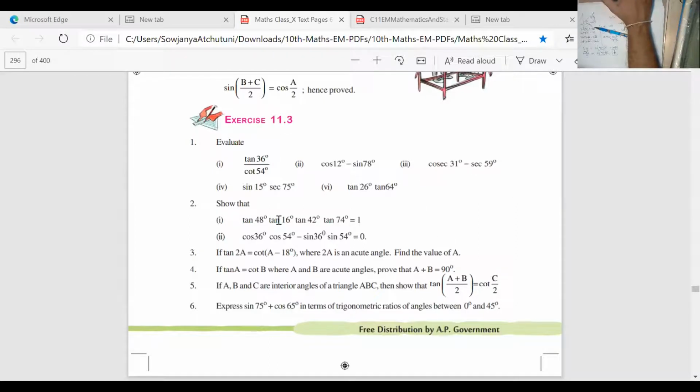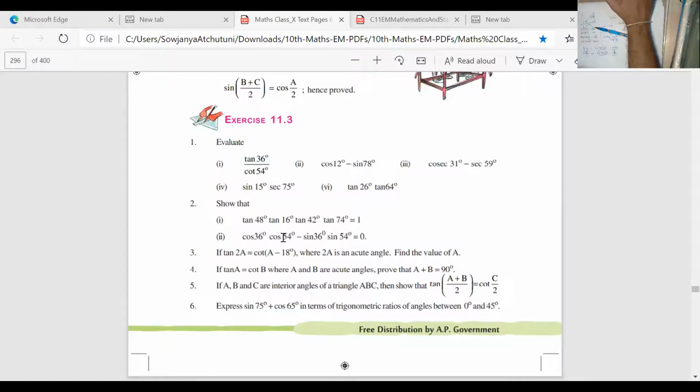Tan 48, tan 16, tan 42, tan 72. So tan 48 is cot 42. So cot 42, tan 42 becomes 1. Tan 16 is cot 74. Cot 74, tan 74, 1. So total is 1.